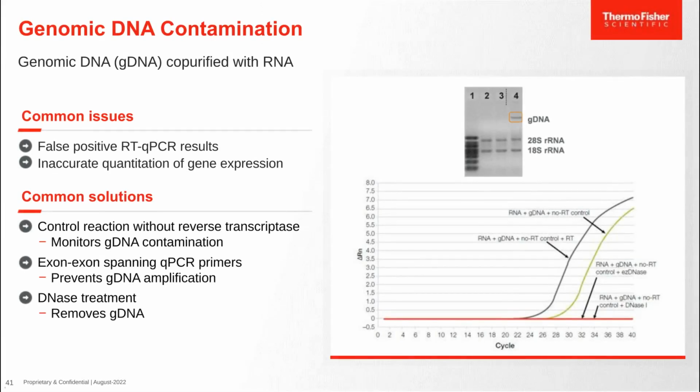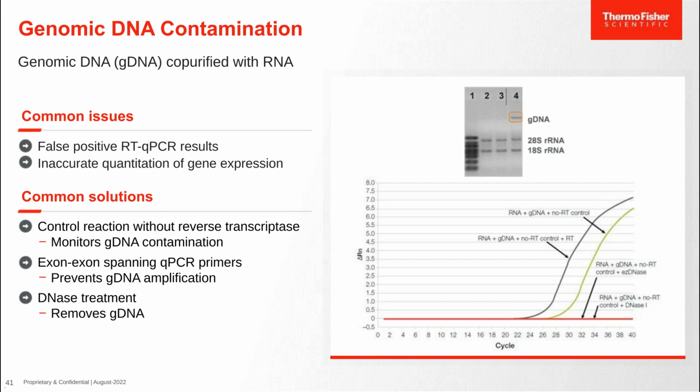Common issues that can arise due to genomic DNA contamination of isolated RNA include false positives, which lead to inaccurate gene expression results. Trace amounts of genomic DNA are very commonly co-purified with RNA, even when using the most optimized RNA isolation techniques. This gel image is an example of what genomic DNA contamination might look like, with the upper band being detected in lane 4.